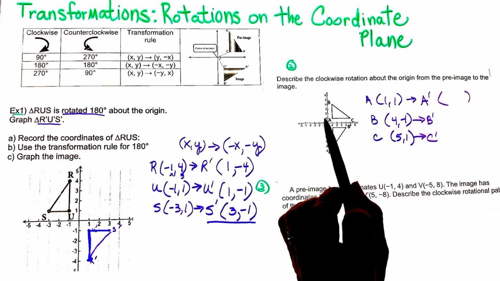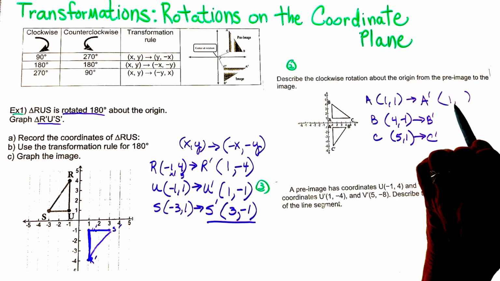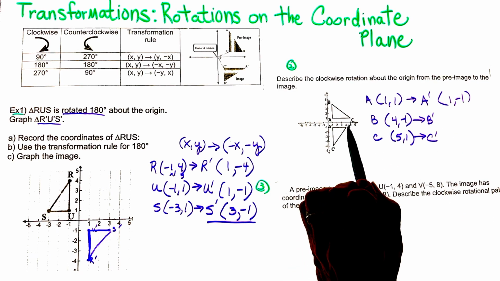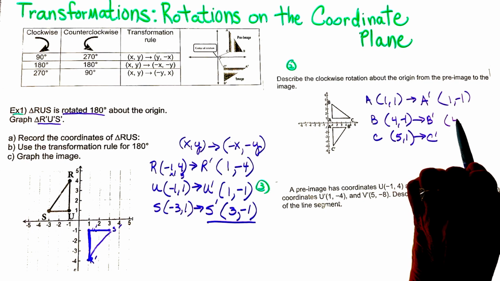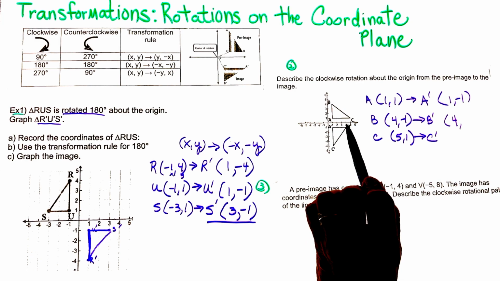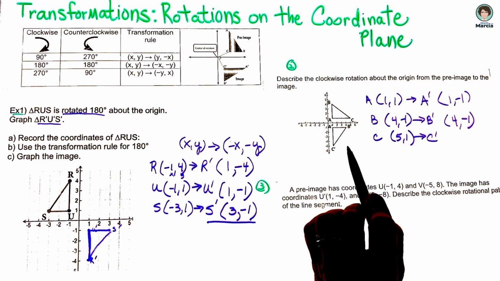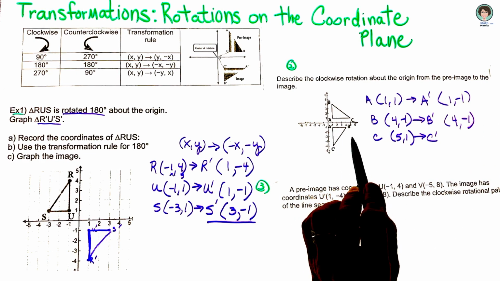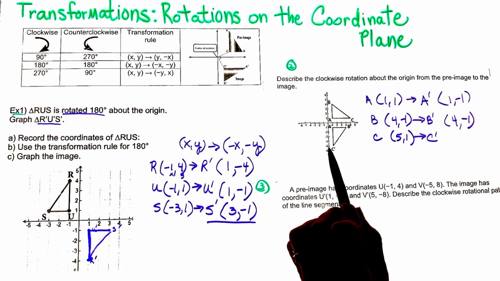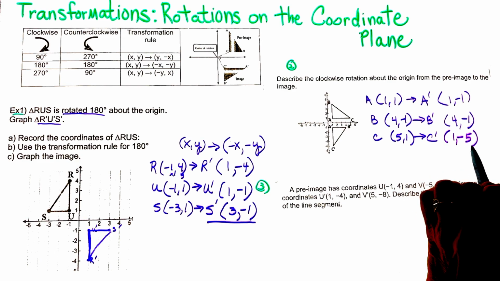So for A prime, it is at a 1 and a negative 1. For B, it is at a 4 and a negative 1. I want to make sure, 4, yep, and a negative 1. Okay, and for C, I am at a 1 and a negative 5.